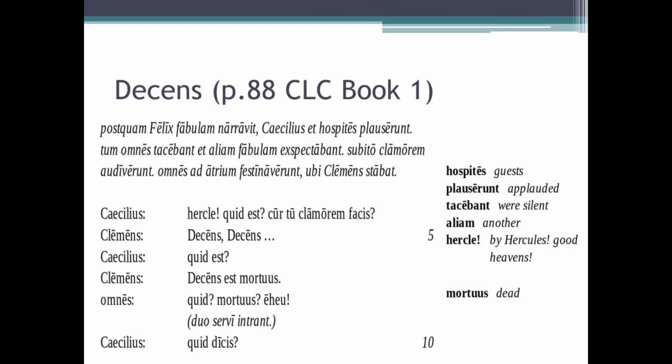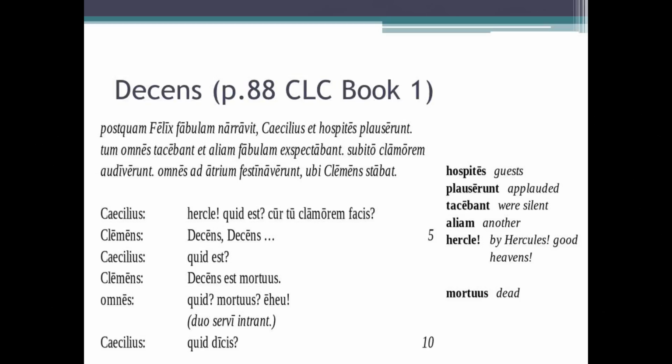Postquam Felix fabulam narravit, Caecilius et hospites plauserunt. After Felix told the story, Caecilius and the guests applauded. Tum omnes tacebant, et aliam fabulam exspectabant. Then they were all silent, and they were waiting for another story. Subito clamorem audiverunt. Suddenly they heard a shout.